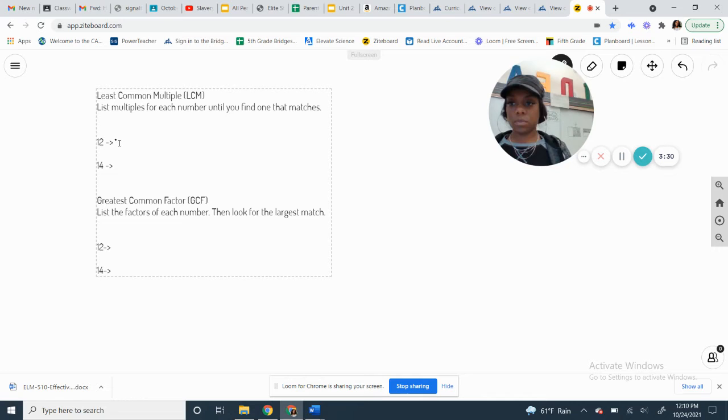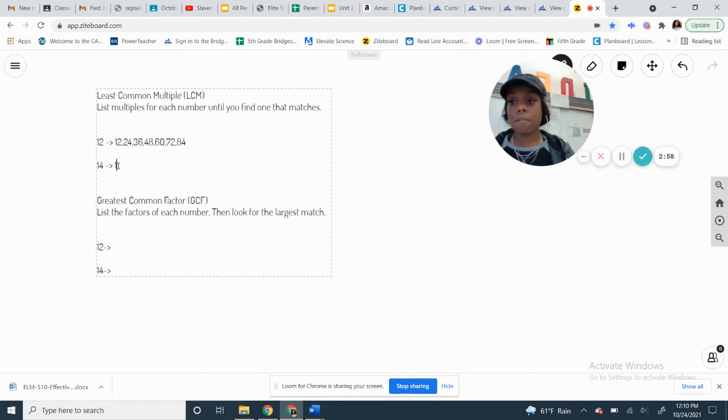All right, so least common multiple. What are the multiples of 12? So literally what I told you last week, what I want you guys to do is think about what is 12 times 1? It's 12. Sorry about that little dot. What is 12 times 2? 24. Then we've got 36, 48, 60, 72, 84, right? Okay, but what are the multiples of 14?